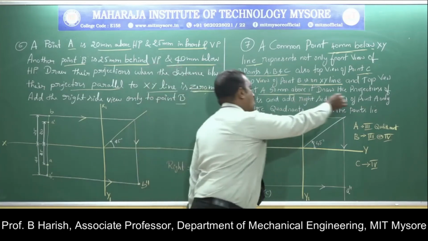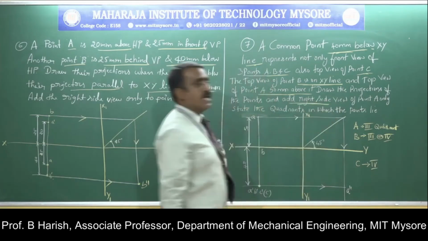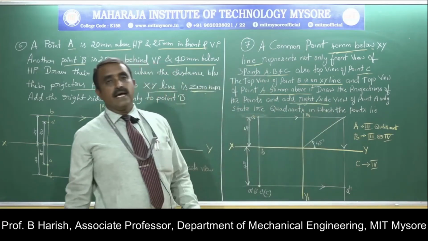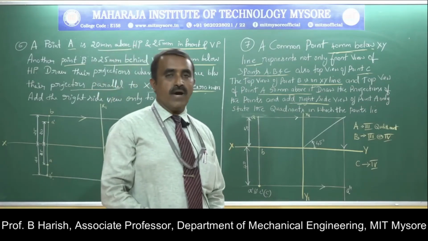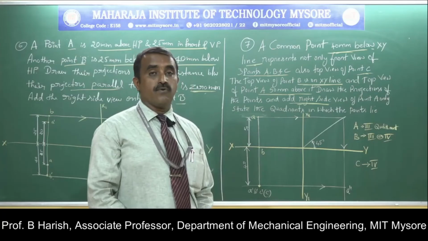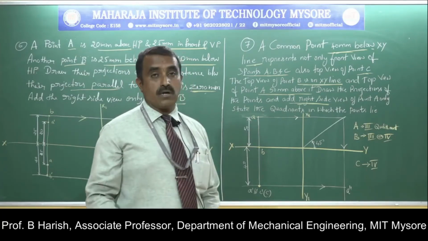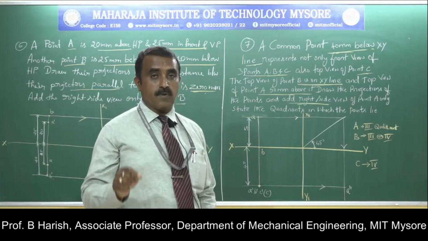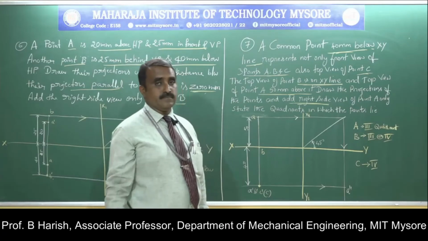Next it says to draw the projections of the points and add the right side view to point A only. Add the right side view to point A only means once again I should draw the profile view, for point A only. Once again you should be careful while reading the problem: not all 3 points, only point A.